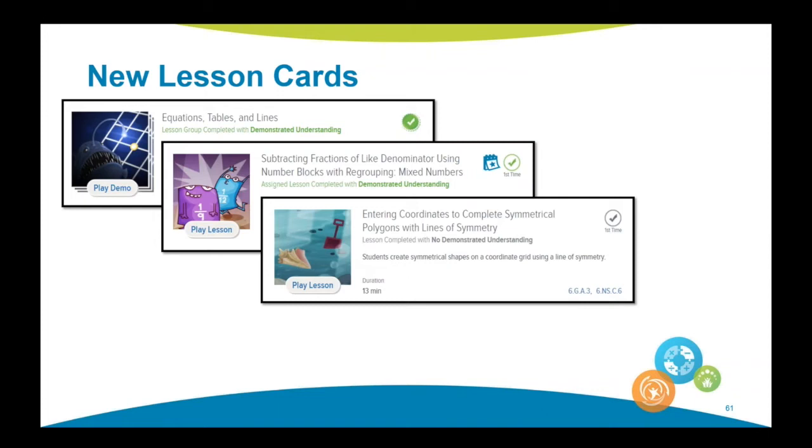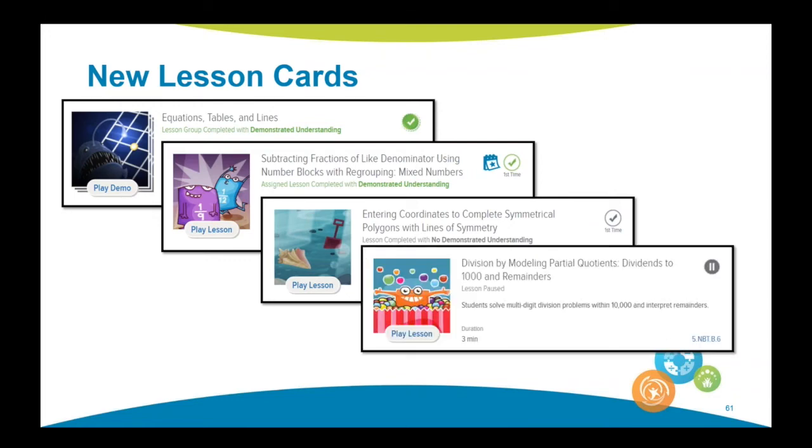Now the next two cards are the types of cards that I'm really looking to see. So this first card is a lesson completed with no demonstrated understanding. So this means that the student really struggled through the lesson, and Dreambox is actually adapting backward after the student completed this lesson. This type of lesson card will actually also have a gray check mark on it.